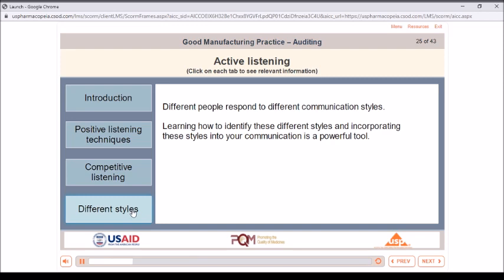Different styles. Different people respond to different communication styles. Learning how to identify these different styles and incorporating these styles into your communication is a powerful tool.